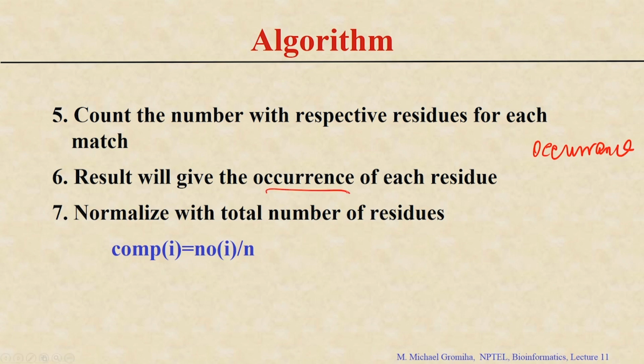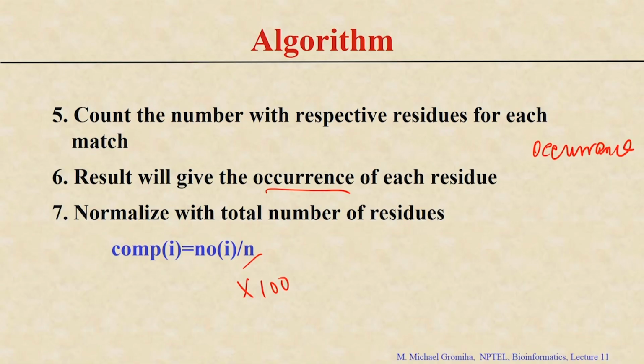Now, what do I have to do? Right. So, we have the occurrence for each of the 20 residues, then normalize with the number of residues. Take each residue, 1 to 20, normalize with n for each case, then we get the composition. If you want to get the composition in percentage, then you have to multiply this by 100, very simple.